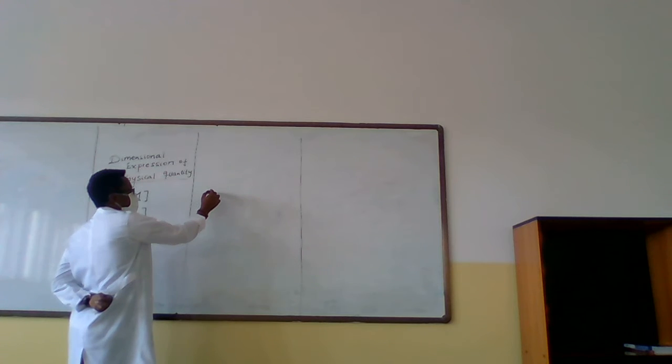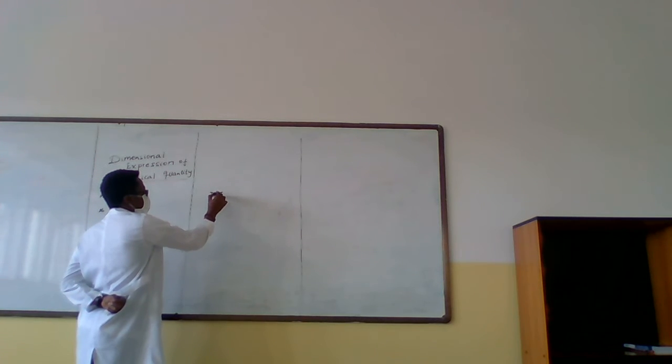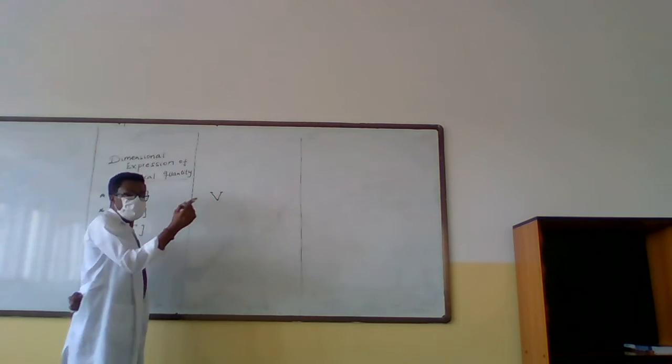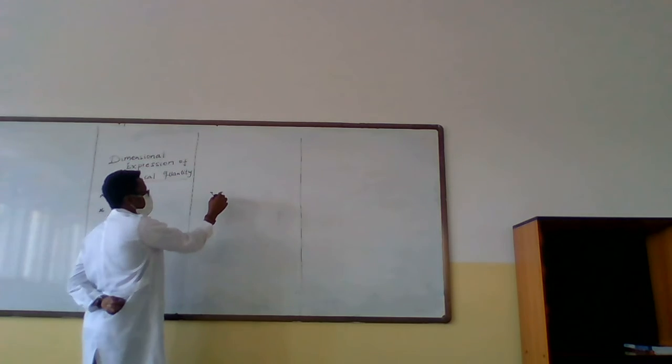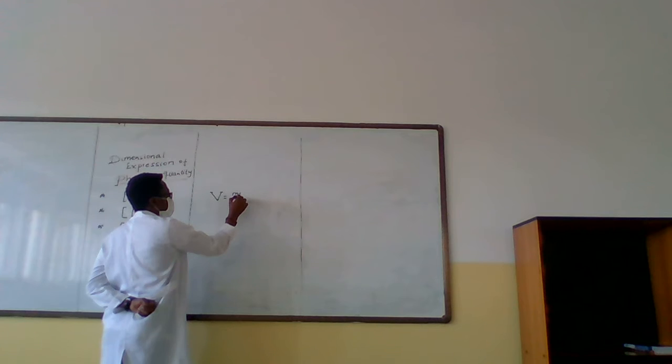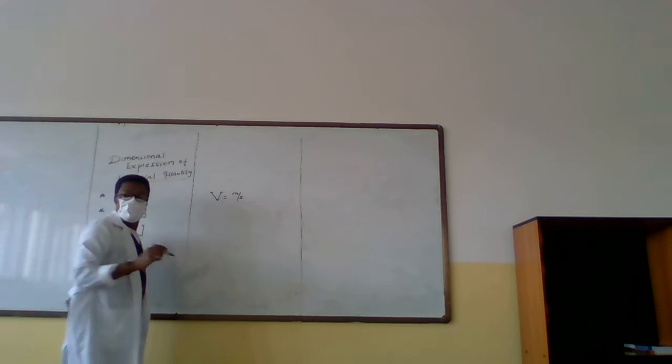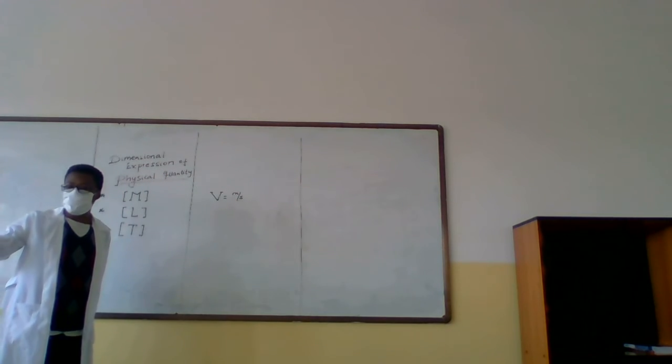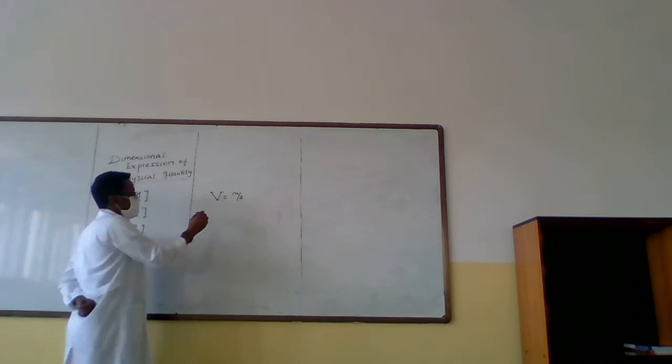So these dimensions tell us the relationship between the units. For example, speed is equal to distance over time, you know that. The unit of speed is meter per second. You know this one. Kilometer per hour, of course, it's also.